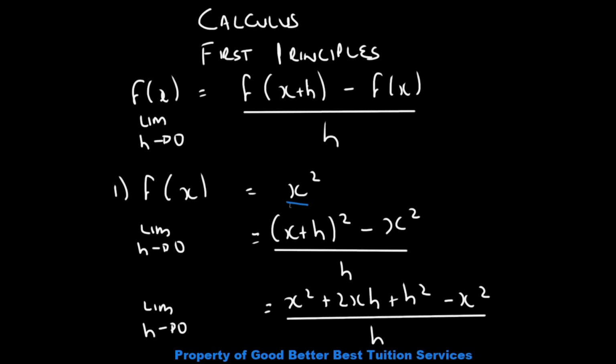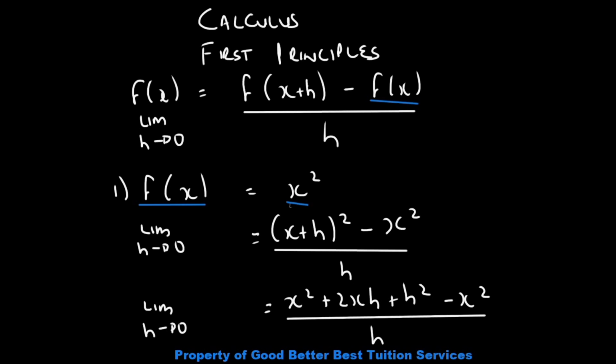But have a look at this. This is your original. And what does that say? We need to subtract the original. And that's why we have minus x squared. So we replace x with x plus h, and then, of course, we keep the square.